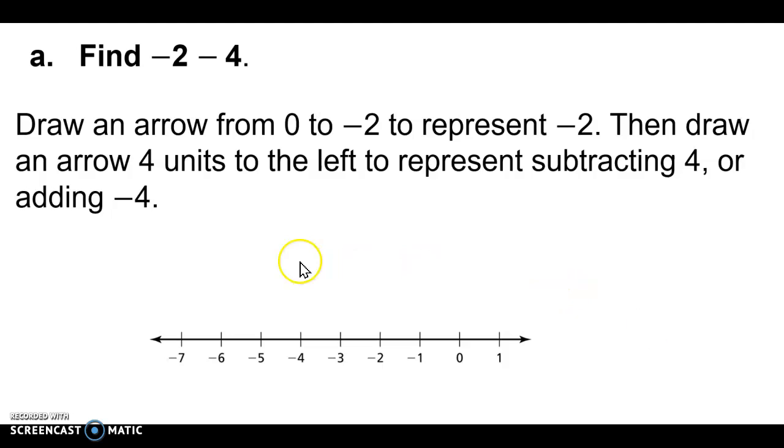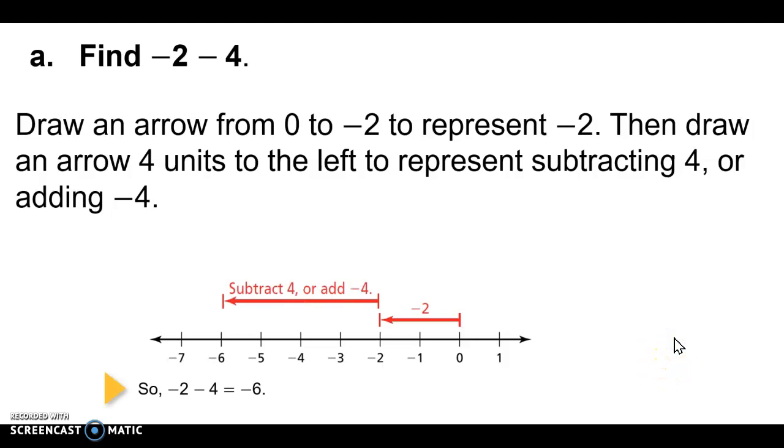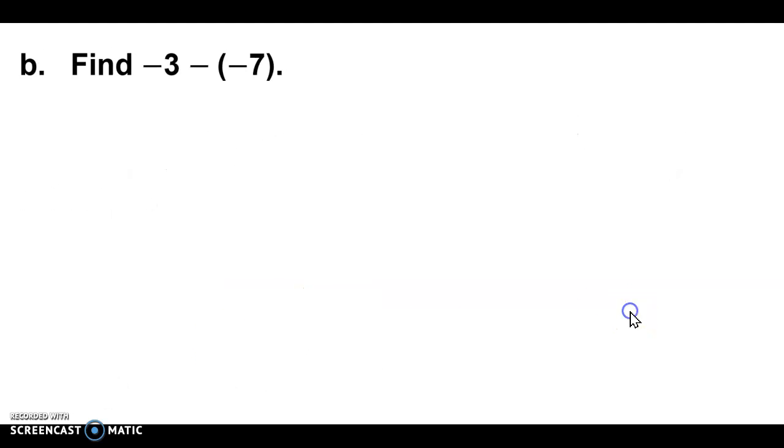So the first thing you do is draw an arrow from 0 to -2. Then draw an arrow 4 units to the left to subtract 4, or adding 4 negatives. So I move it 4 more to the left and I end up with a -6. So -2 take away 4, or adding 4 negatives, gives me -6.